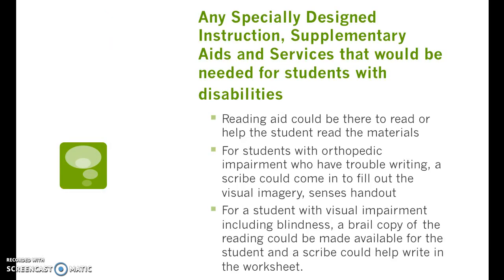Some specially designed instruction, supplementary aids, and services that could help to enhance the strategy would be a reading aid, who could be there to read or help the student read the materials given. For students with orthopedic impairment who have trouble writing, a scribe could come in and fill out the visual imagery census handout, which is the handout that I got from teacherspayteachers.com. Or for a student with visual impairment, including blindness, a braille copy of the reading could be available for the student, and a scribe could come to help write in the worksheet.